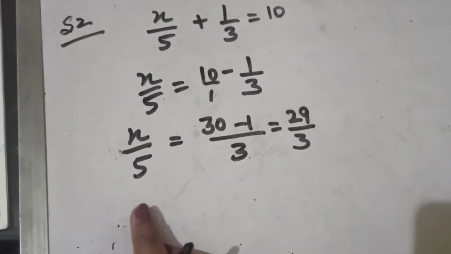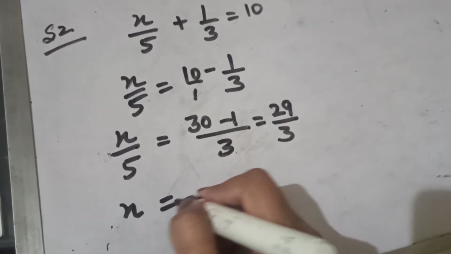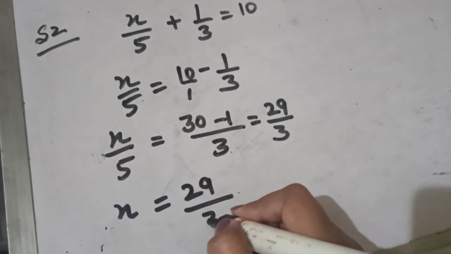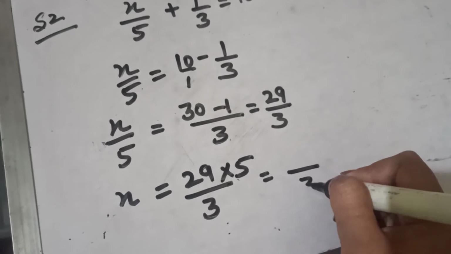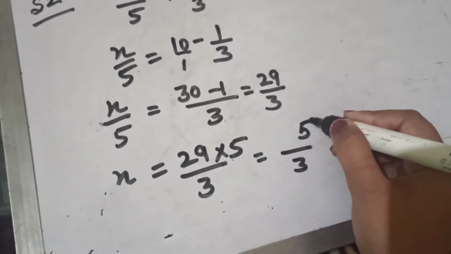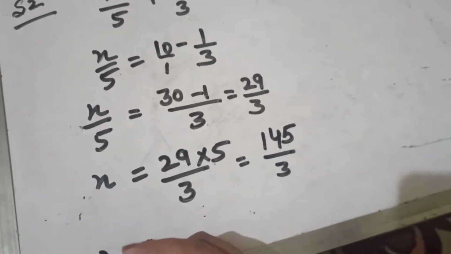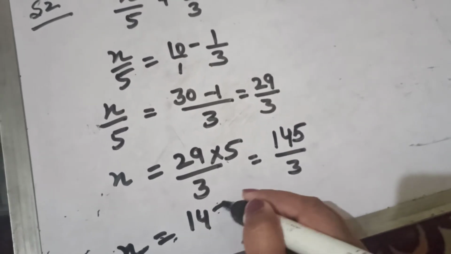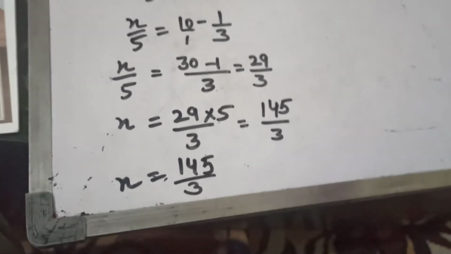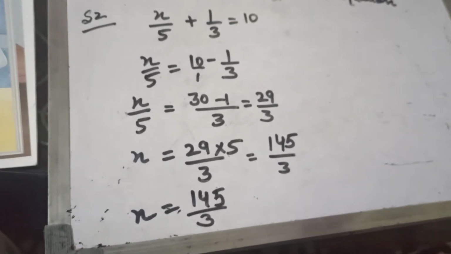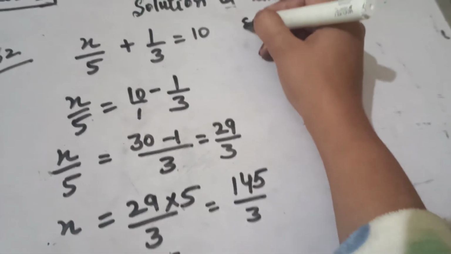Right? Now, this 5 here is the denominator. It will go to the numerator. You will multiply and write the solution. 5 9s are 45. 5 2s are 10 and 4 is 14. So the solution of this is 145 by 3. Clear?